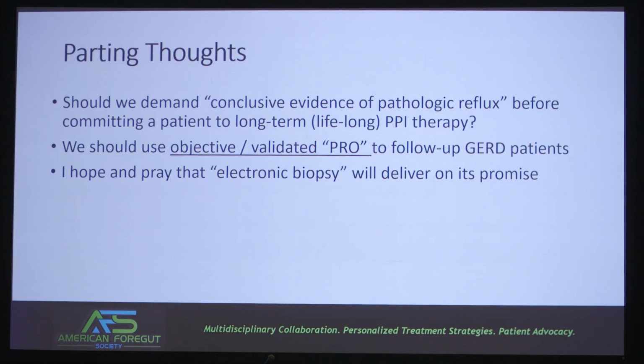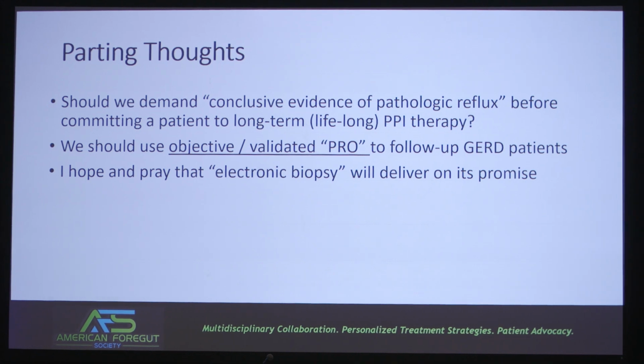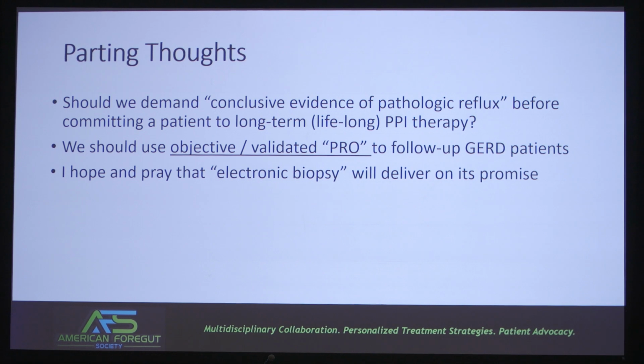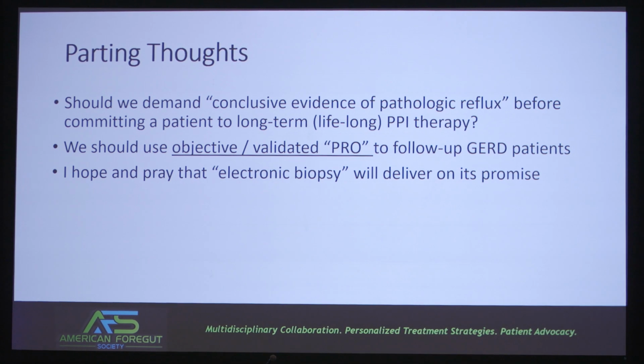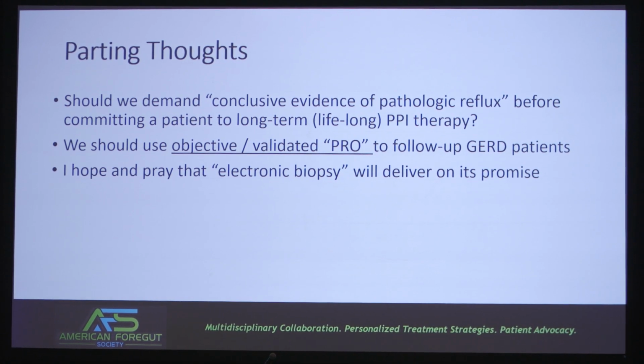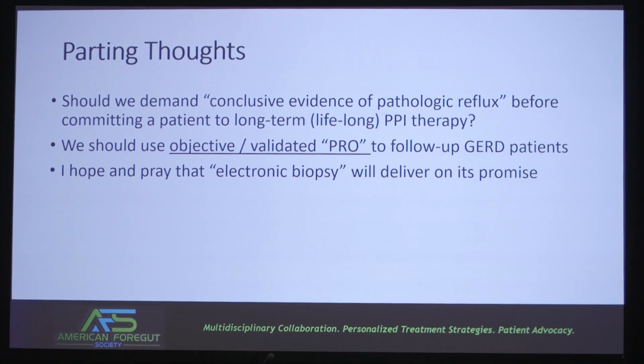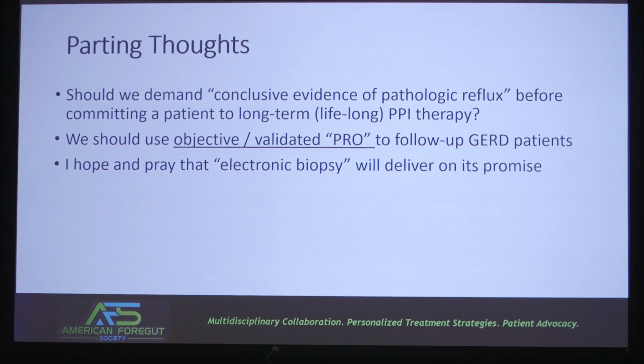So my parting thoughts. First, we should demand conclusive evidence of pathological reflux before committing a patient to long-term, lifelong PPI therapy, because right now, if they respond, they're on PPI for the rest of their life. Second, I think we should use objective, validated, patient-reported outcomes to follow GERD patients because it's a chronic, debilitating disease. And I hope and pray the electronic biopsies will deliver on their promise, because we really do need point-of-care testing for esophageal diseases that can be done at the time of endoscopy. Thank you.